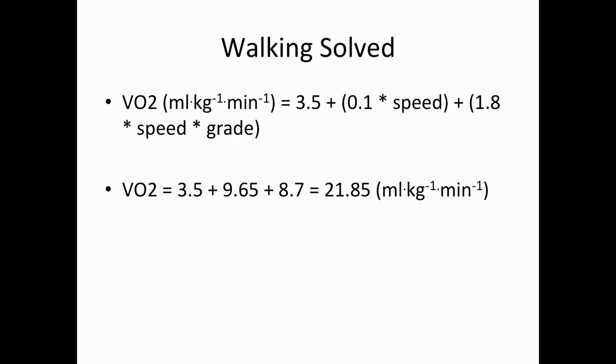So then to solve for somebody walking at a 3.6 miles an hour speed and a 5% grade, we take our resting, 3.5, plus our horizontal, which is 9.65, and then add it to our vertical, which is 8.7, and that comes out to be 21.85 milliliters per kilogram per minute.